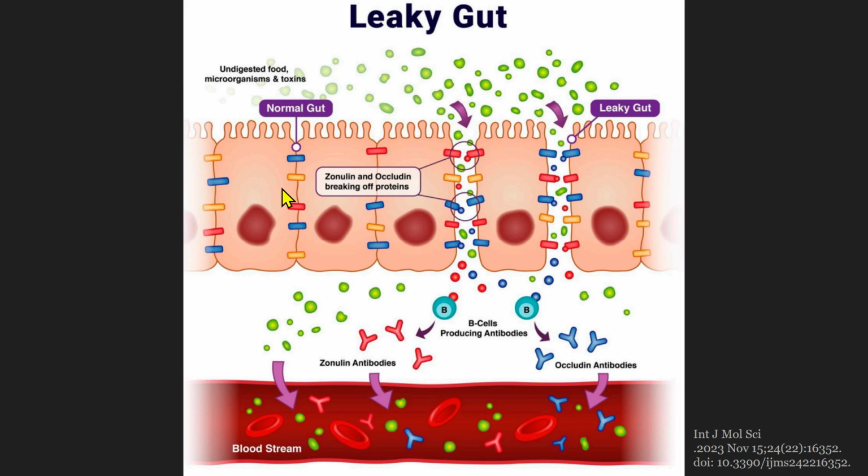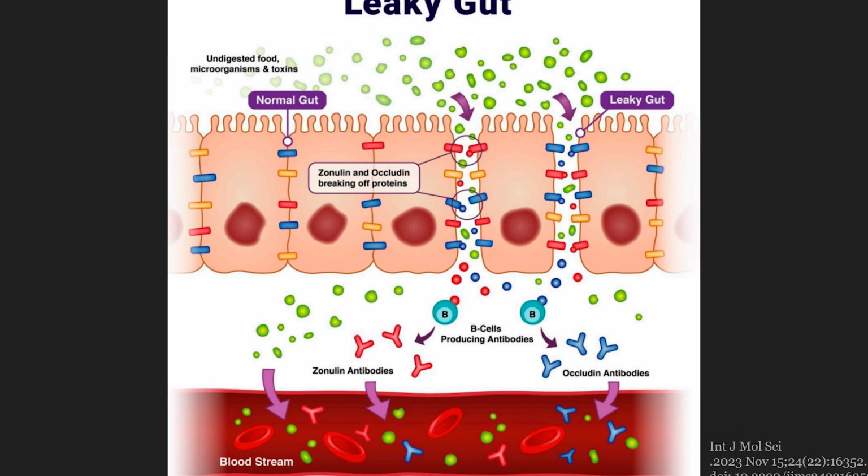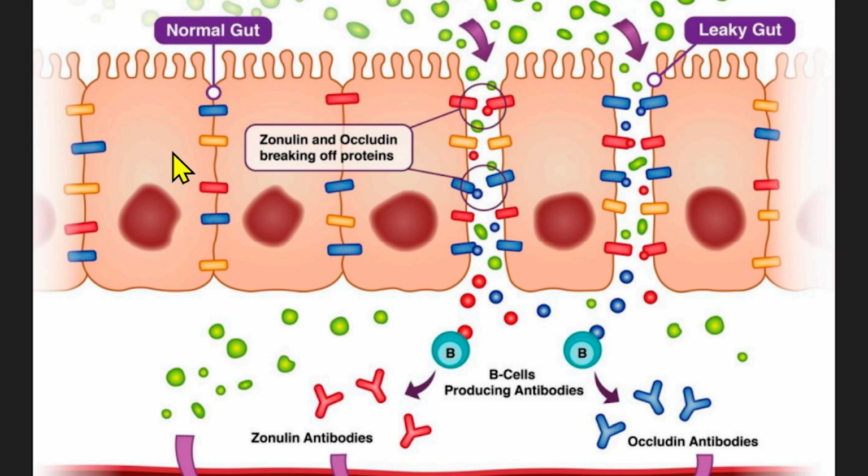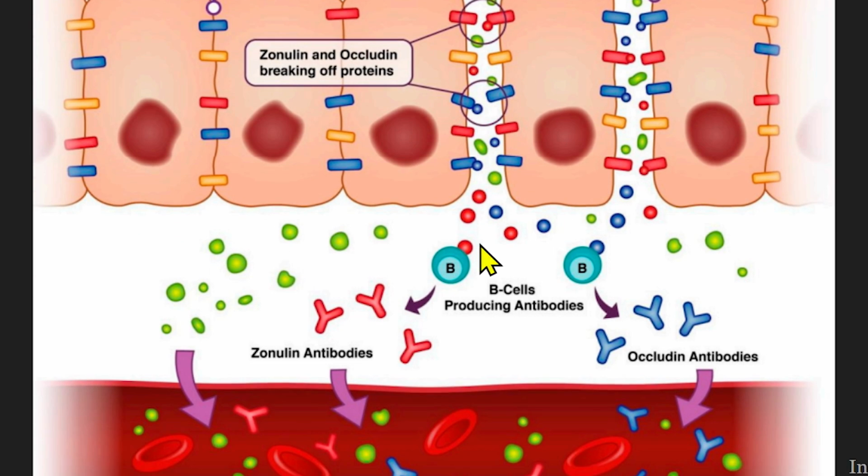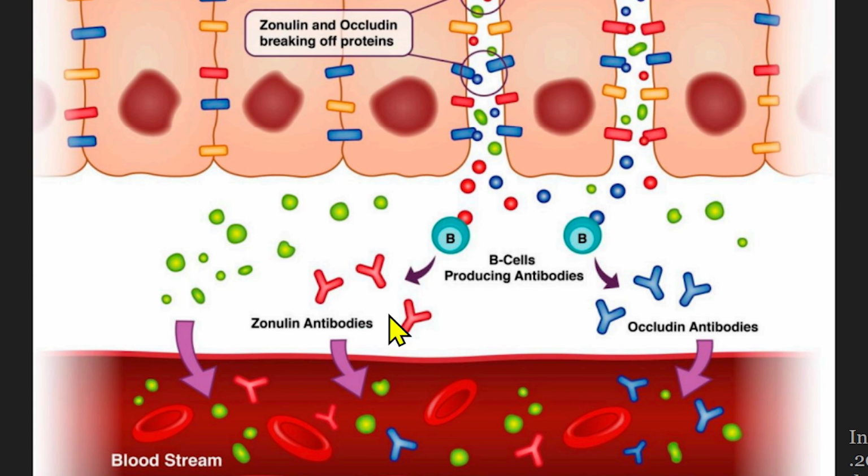Then we come to antibody testing. And the antibody testing can look for antibodies against some of these regulator proteins that help prevent leakage. Zonulin is one, but there's also occludin as another. So you can look for antibodies to these various tight junction proteins. Do they meet our criteria? Are they an accurate test?